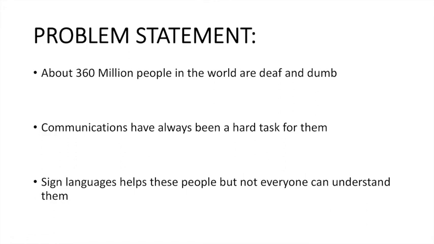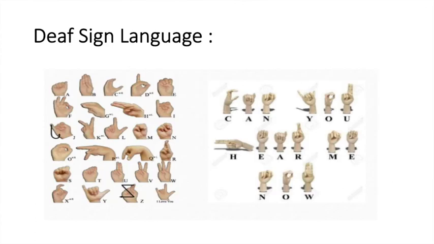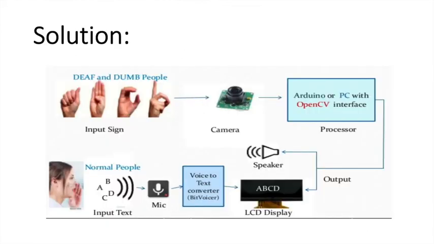Now let me bring up a problem. We know that there are many deaf and dumb people around the world. About 360 million people in the world are deaf and dumb. Communication has been a hard task for them, and sign languages help these people, but not everyone can understand them. So these are the sign languages for the deaf people. I'm sure most of us do not know these symbols. So we have a solution for it.